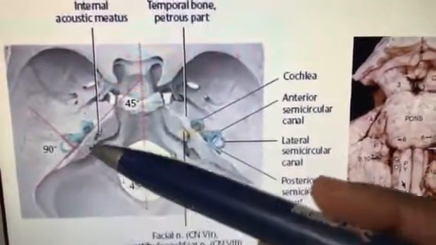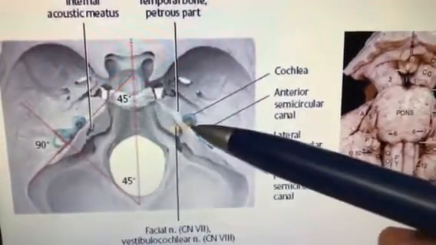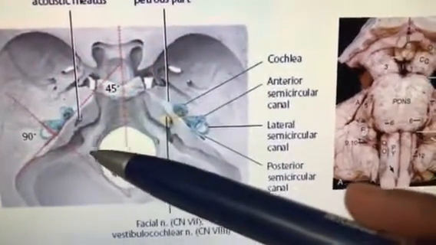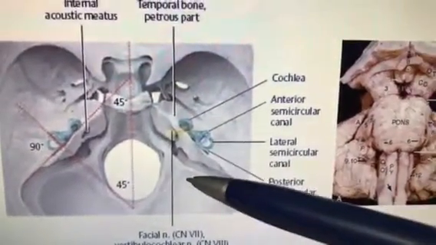This is our important bone, the petrous part of the temporal bone. Here you will be having the middle ear and the inner ear. And here you have the external acoustic meatus. And now we are going to start.